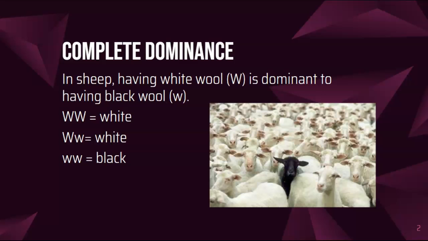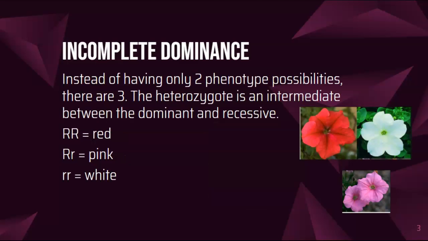Oftentimes, if you think about traits, there's more than just two options. Okay. So if something only has two options, that's called complete dominance. And now we're going to learn, well, what are some other ways we can get our phenotypes? One way is called incomplete dominance. And that means instead of having two phenotypes, there are three. Okay. And the third one now comes from our heterozygote.